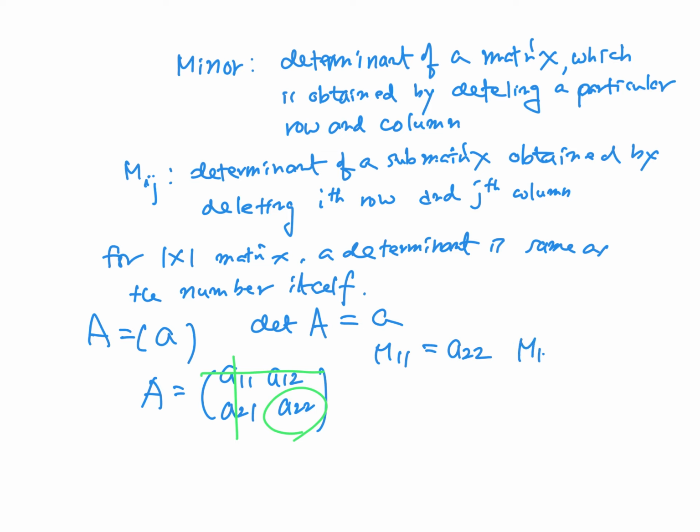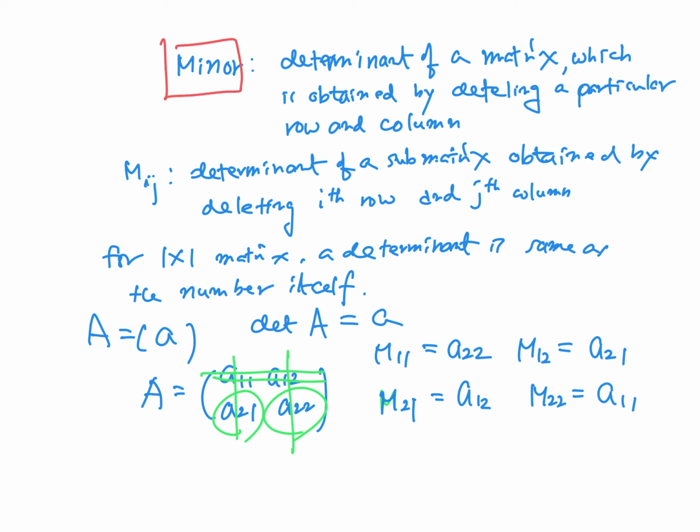How about M12? You delete the first row and second column, leaving A21. For M21, you delete the second row and first column, leaving A12. M22 is A11. So this is the minor. And we also define the cofactor.